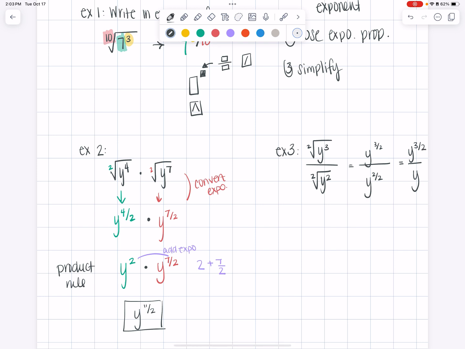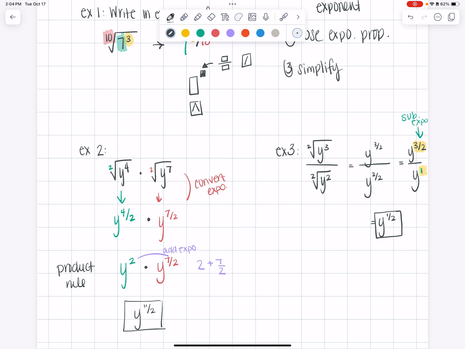I have a property called quotient rule that says I can subtract these. Subtract the exponents. So that exponent is a 1, and I do need, when I'm subtracting, to do that. So 3 over 2 minus 1 is going to give me y to the 1/2 power. And again, I don't need to rewrite it as a radical unless it specifically says write in radical notation.